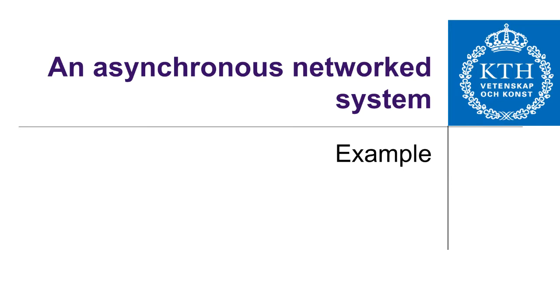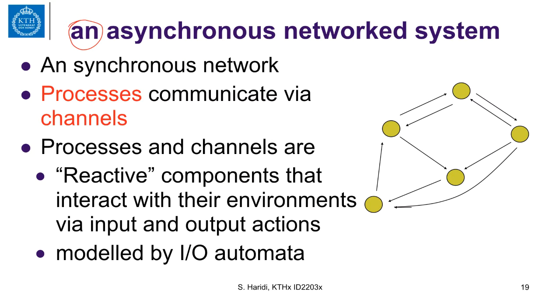So as an example of input-output automata, we describe an asynchronous network system. We first describe the component types of this system, and later we show how to combine components into a complete system. An asynchronous network system consists of an asynchronous network, which is processes that communicate via channels.